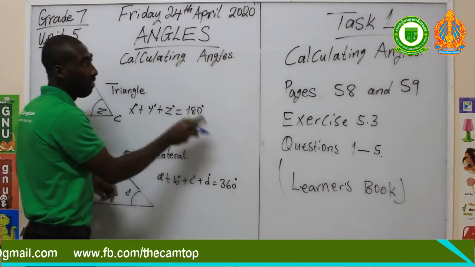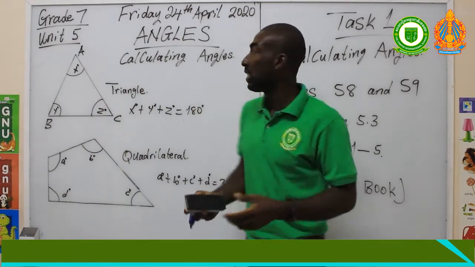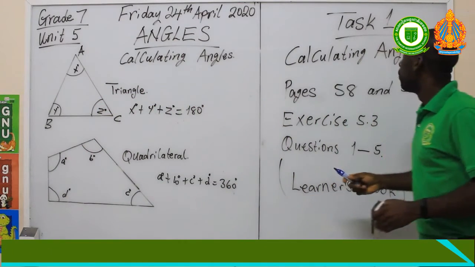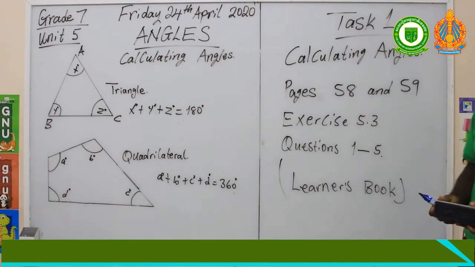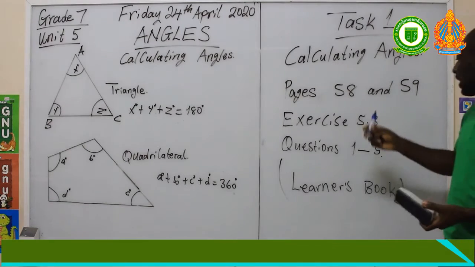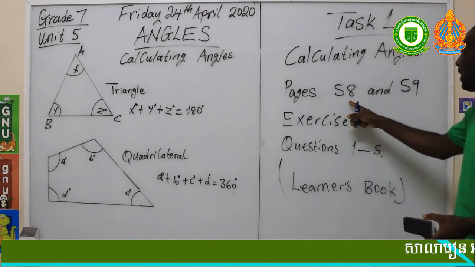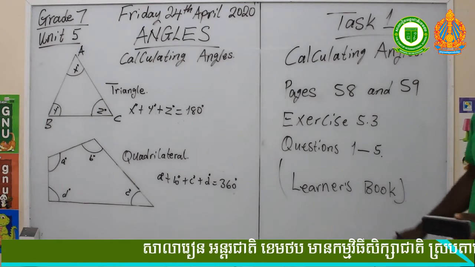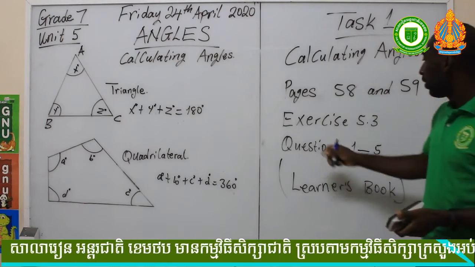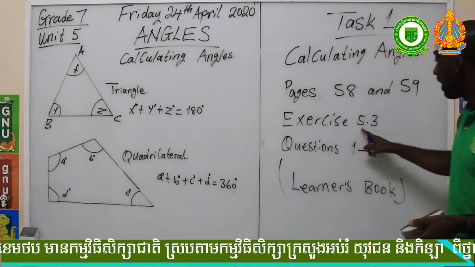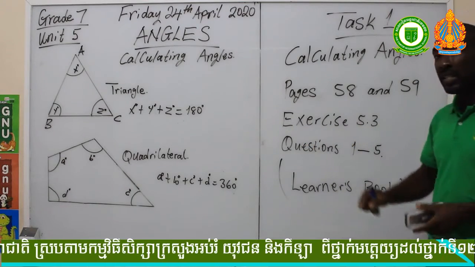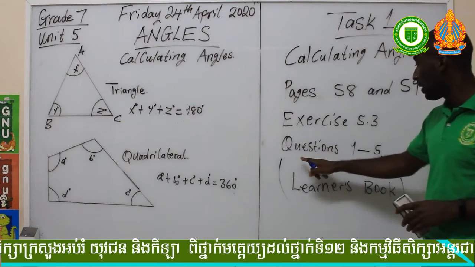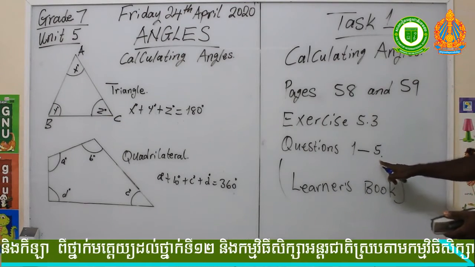Now let's move to our first activity for this particular lesson. We're going to do our first task for this lesson, and it can be found at page 58 and 59 at the learner's book section of your textbook. You are supposed to do exercise 5.3. The questions there are 10, but we will limit ourselves to question 1 and 5.